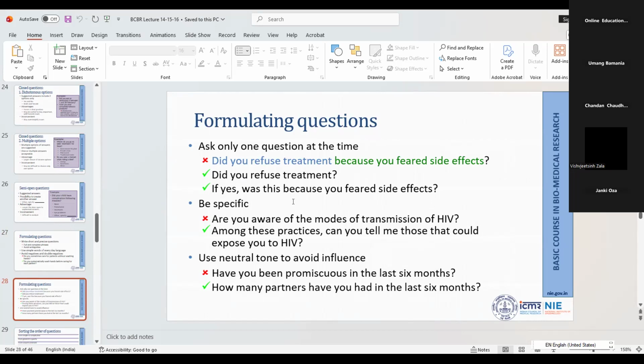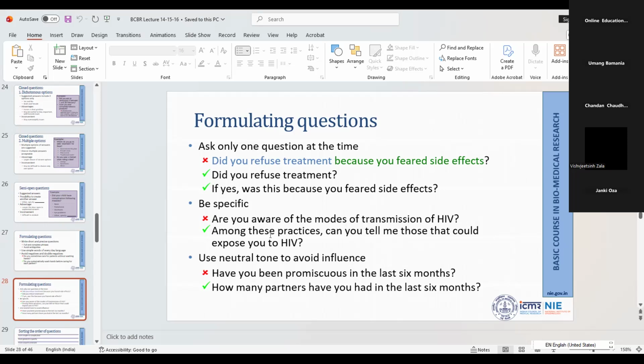Next, be specific about your question. For example, if you are asking a question about HIV, such as, are you aware of the modes of transmission of HIV? This is like an open-ended question. Here there is no specificity. So a better way is to give them options, and among these options, ask, can you tell me what could expose you to HIV? So this is the good way.